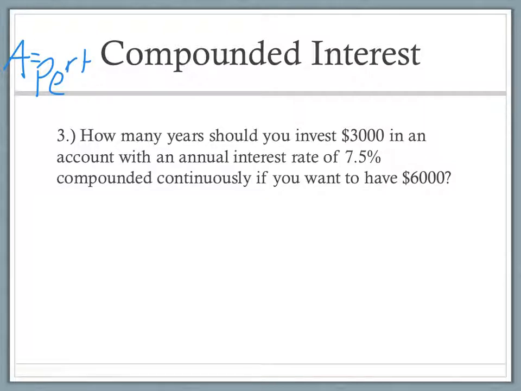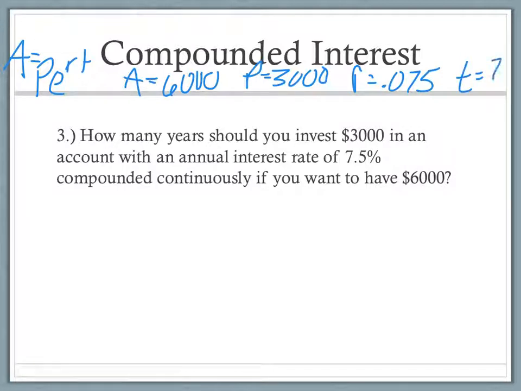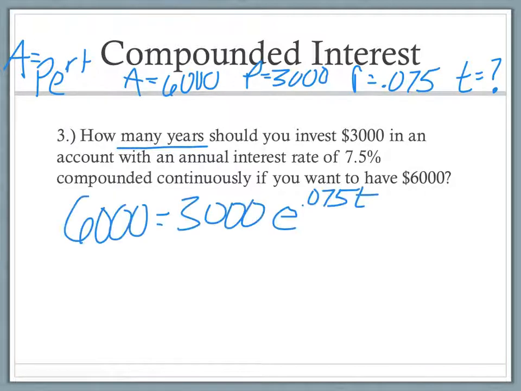I'm going to list them out on top. A, our ending amount, is 6,000. P is our starting amount, which for this one is 3,000. R is our rate, which we need to move the decimal over 2 spots, so 0.075. And t, we don't know t. That's what we're trying to find, how many years. So I'm going to plug in my information. Go ahead and pause it and write that down.